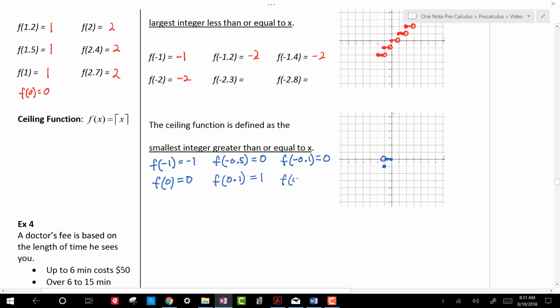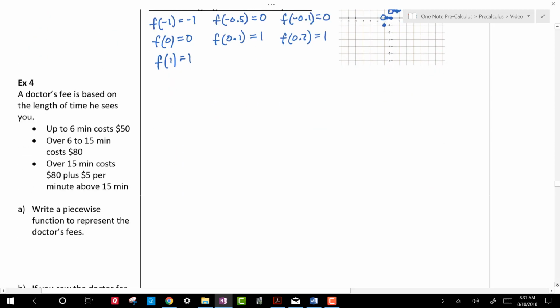F of 0.7, I'm going to go up, that's 1. So f of 1 here, 1 here. Guess what? When I get to f of 1, it's still equal to 1. On a step function, you never take an integer and go down or up from there. So in this case, all of the open circles on a ceiling function are on the left side because I'm taking the higher value integer. Okay, so that's just something you can see. You may see that later on somewhere as well.